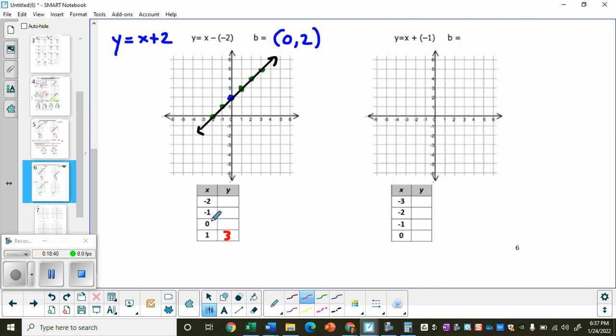All right. 0 plus 2 would be a 2. Negative 1 plus 2 is 1. And negative 2 plus 2 puts me up to 0. So again, just checking, I've got that first point there. There's the negative 1, 1. Here's the 0, 2. Here's the 1, 3. Everything checks out. So we know we've graphed this line. We're good to go.